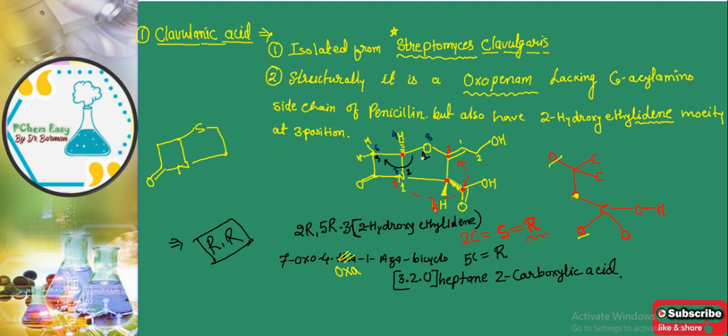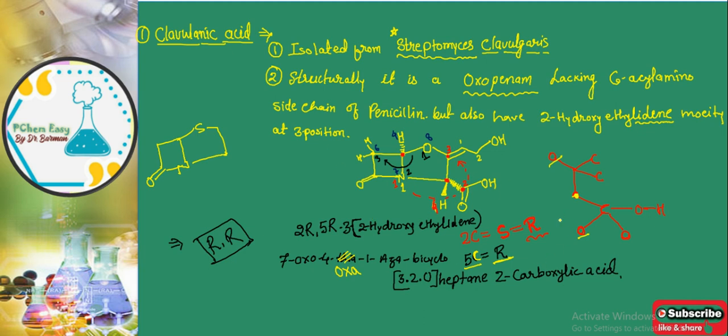Now we will have to move 1 to 2, 2 to 3. See, this is the clockwise direction. And what about the least priority group, that is the hydrogen? It is in dash bond. So what do we have to do? Nothing. As it is the clockwise direction, we just write it is R. So here you can see the C5, or carbon at the 5th position, has the configuration R. Okay, so this was the stereochemistry of clavulanic acid.